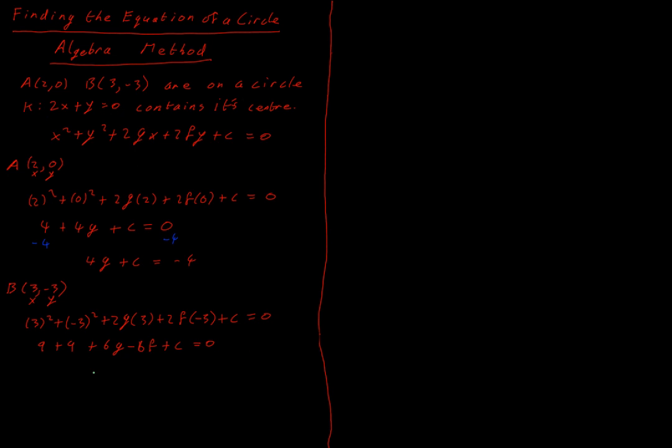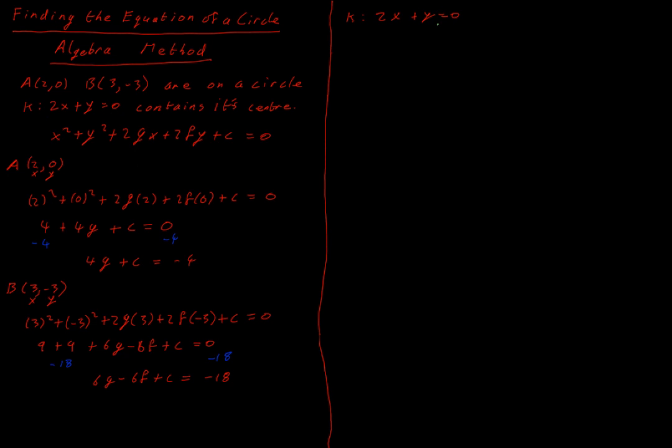And I can tidy that up a little bit and subtract 18 from both sides. And I get 6g minus 6f plus c is equal to minus 18. And then I'm going to go to my straight line. So I know I have my line here, my line k, 2x plus y is equal to 0.